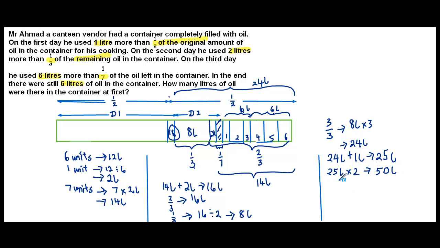So going back to the question, how many liters of oil were there in the container at first? Your answer would be, there were 50 liters of oil at first.